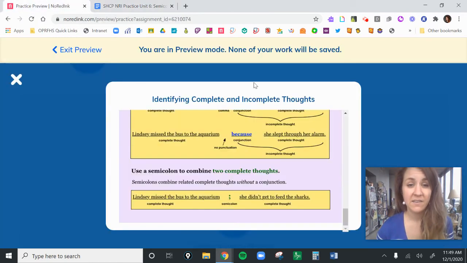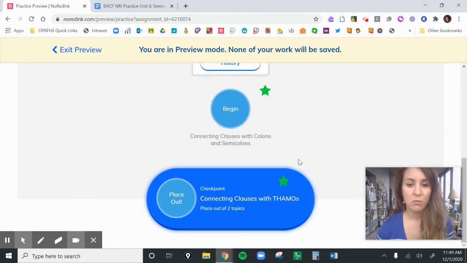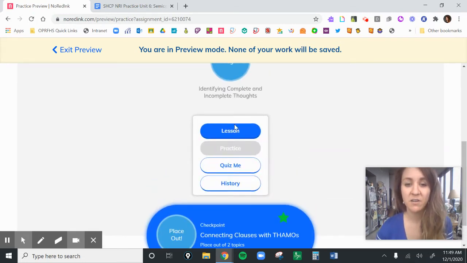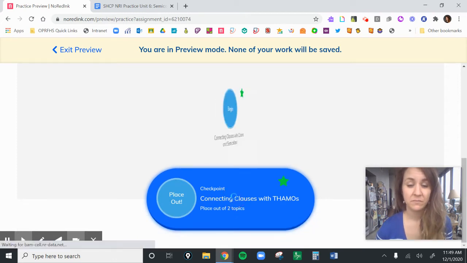Okay, so let's look at the practice together. As always, well, actually, for the checkpoint there is no lesson, but you can look back at the lessons up here if you need to review them.